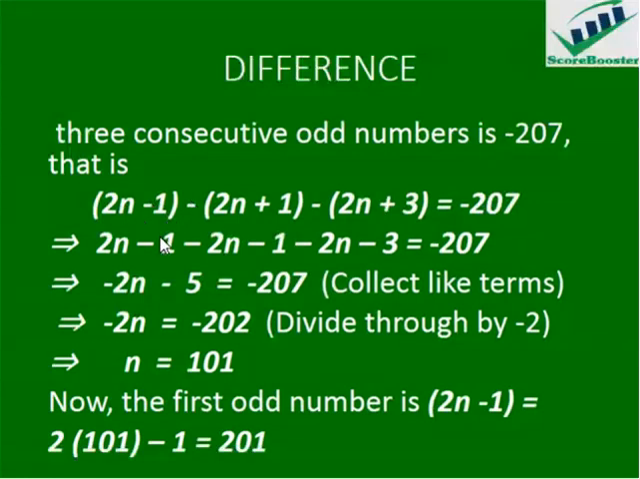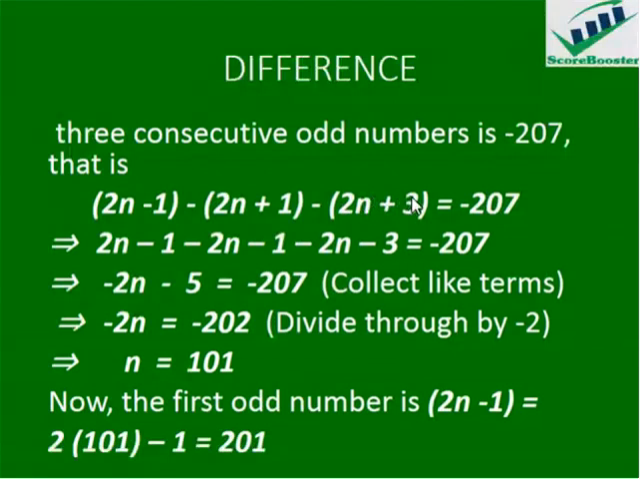2n minus 1. Positive 1 multiplied by 2n, you have 2n. Positive multiplied by negative, we give negative. 1 multiplied by 1, we give 1. So here we have negative 1. To open the bracket, negative 1 multiplied by positive 2n: negative multiplied by positive, we give negative, 1 multiplied by 2n, we give 2n. And negative 1 multiplied by positive 1: negative multiplied by positive, we give negative, 1 multiplied by 1, we give 1.